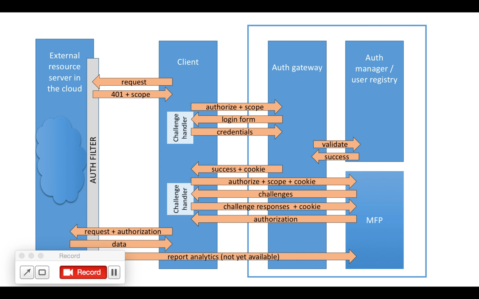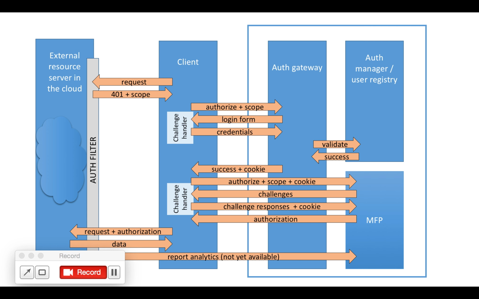So the client, once again, asks for authorization. This time, the request has a cookie. Since the request has a cookie, the authentication gateway will let the request through all the way to the MobileFirst platform server. Similarly to previous scenarios, the MobileFirst platform server will give you challenges, okay, and a different set of challenge handlers might be required here to answer those challenges, generate responses, and return them to MobileFirst platform. That's your authorization server, and eventually you will get an authorization header containing all the tokens from MobileFirst platform.